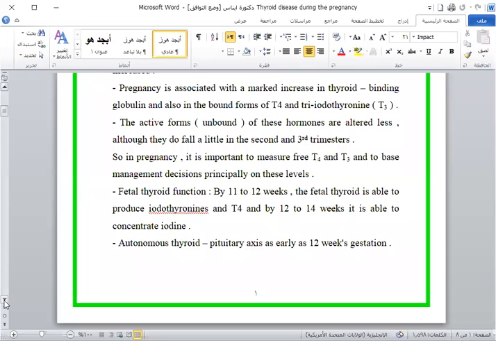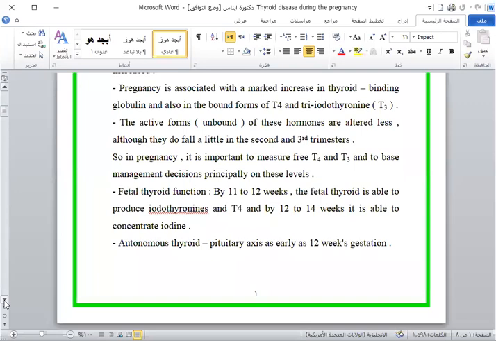So in the first 12 weeks it is important that the condition of the maternal thyroid should be euthyroid. Why? Because the development of the brain of the fetus depends on thyroxine from the mother. After 12 weeks, the thyroxine and iodine concentration will occur in the fetal thyroid, with no need for the maternal thyroxine. هاي نقطة أوضح لكم إياها.